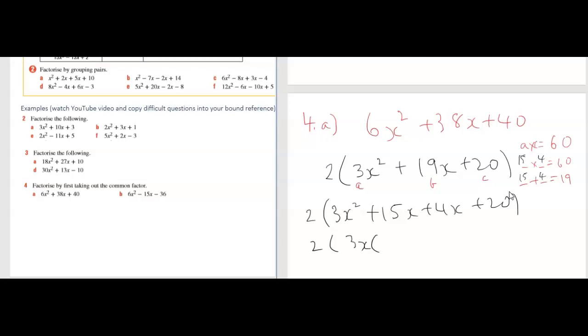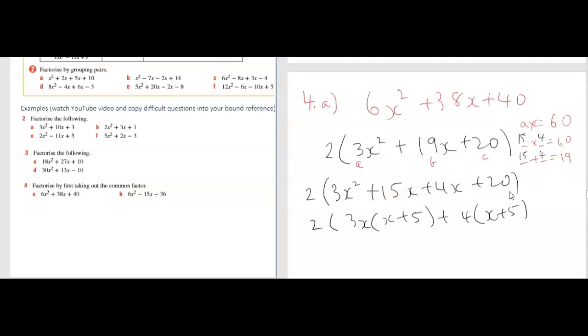And don't worry about our multiple brackets. We'll deal with that at the end. So we've got x plus 5. And then we've got a common factor of 4. And I'm left with x plus 5. Remember, you ideally want the same bracket.